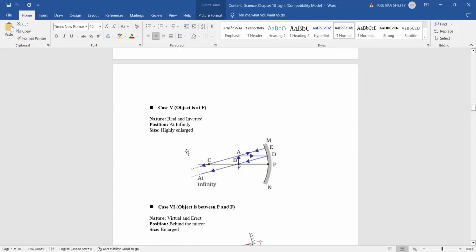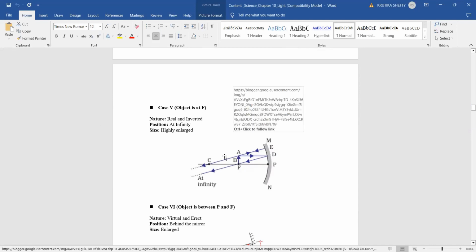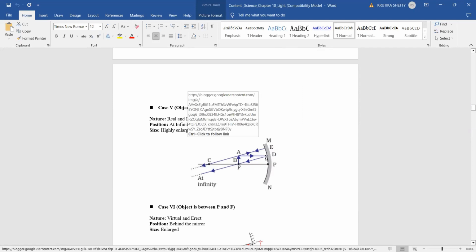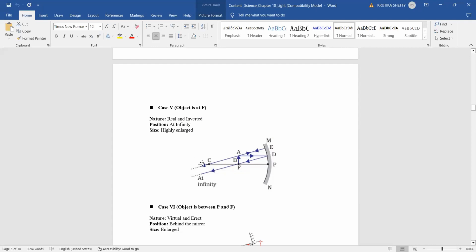So case fifth. In the case fifth, the object is at the focus. So here you can see at the focus. When the object is at focus, you can see the line which is parallel to the principal axis passing through the focus. The line which is passing through the center of curvature is returning back in the same direction. Here you can see the 2 parallel lines. What is the meaning of the parallel lines?